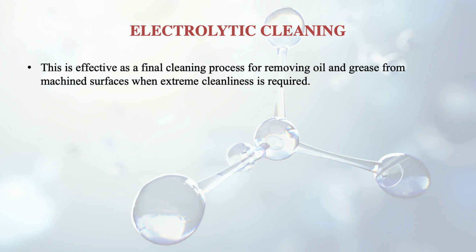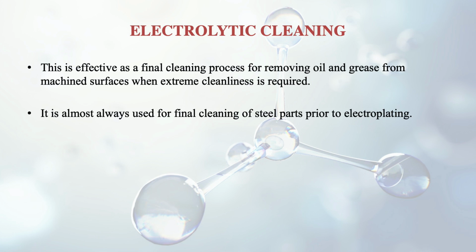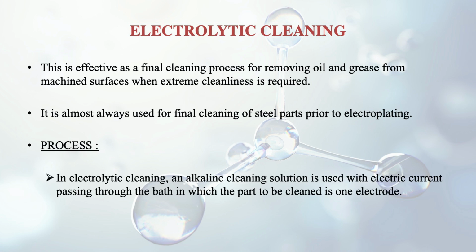It gives us clean machine surfaces when extreme cleanliness is required, and it is almost always used for final cleaning of steel parts prior to the electroplating process. And the process for this electrolytic cleaning is that an alkaline cleaning solution is used with electric current passing through the bath, in which the part to be cleaned is one electrode. So the part that has to be cleaned is made one electrode in this type of cleaning. So what happens then?